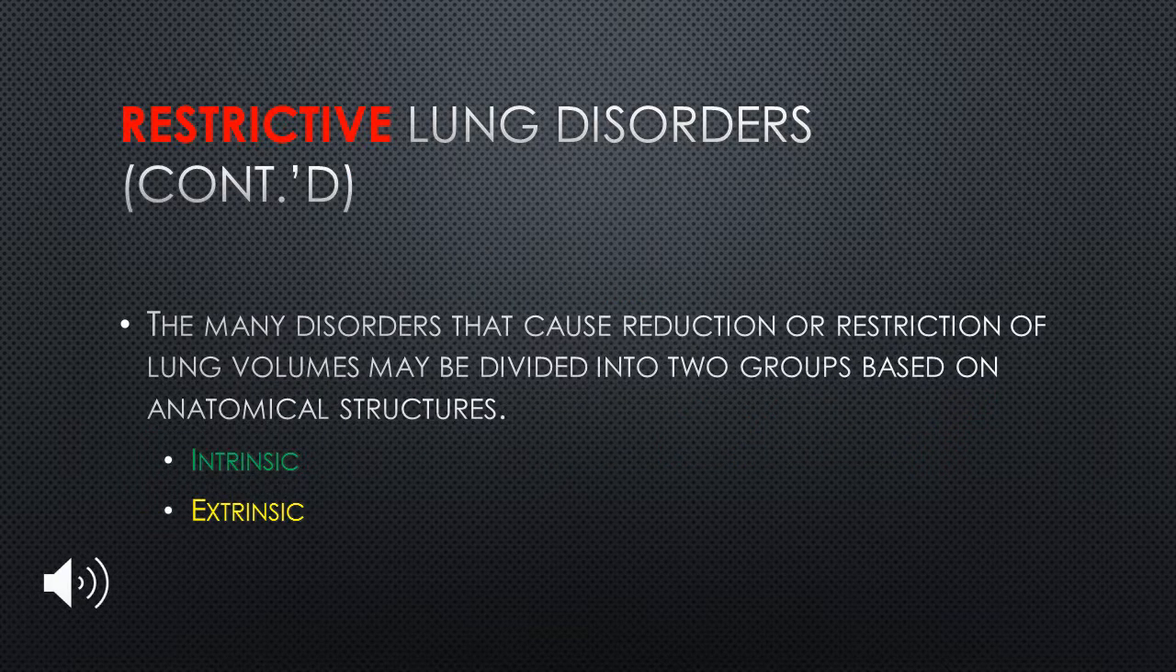So restrictive disorders, being expansion disorders, by definition reduce or restrict your available lung volume. So that's how these disorders cause hypoventilation, by reducing your volume, not your rate. You could try to compensate by increasing your rate, but we're really talking about lung volume here. And these disorders can be further broken down into intrinsic and extrinsic restrictive disorders based on which part of your respiratory anatomy is involved.